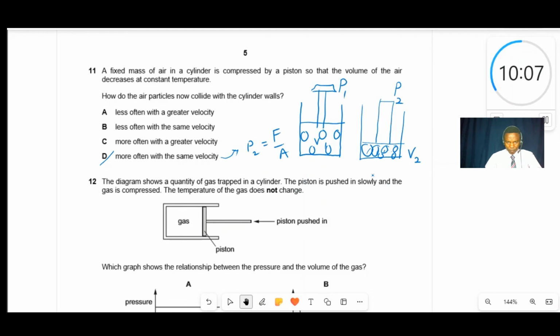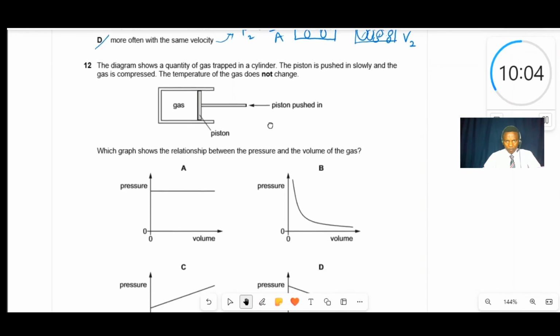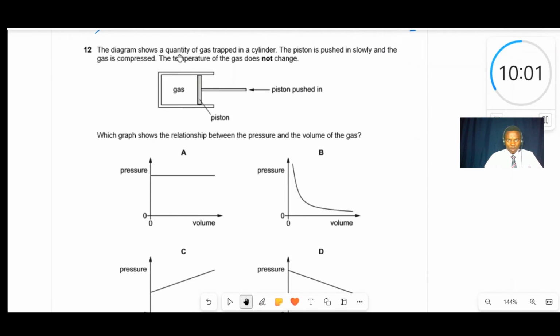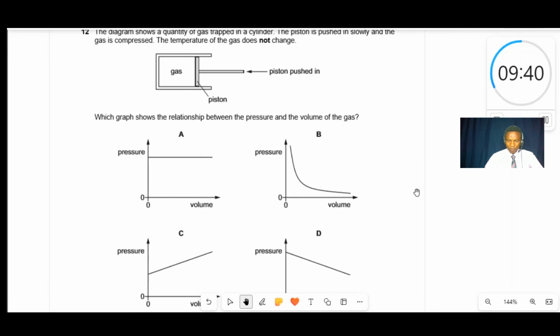All right, let's look at number 12. The diagram shows a quantity of gas trapped in a cylinder. The piston is pushed in slowly and the gas is compressed. The temperature of the gas does not alter. Which graph shows the relationship between the pressure and the volume of the gas? This is Boyle's law. Boyle's law states that the pressure of a fixed mass of gas is inversely proportional to the volume at constant temperature. So the answer is B.